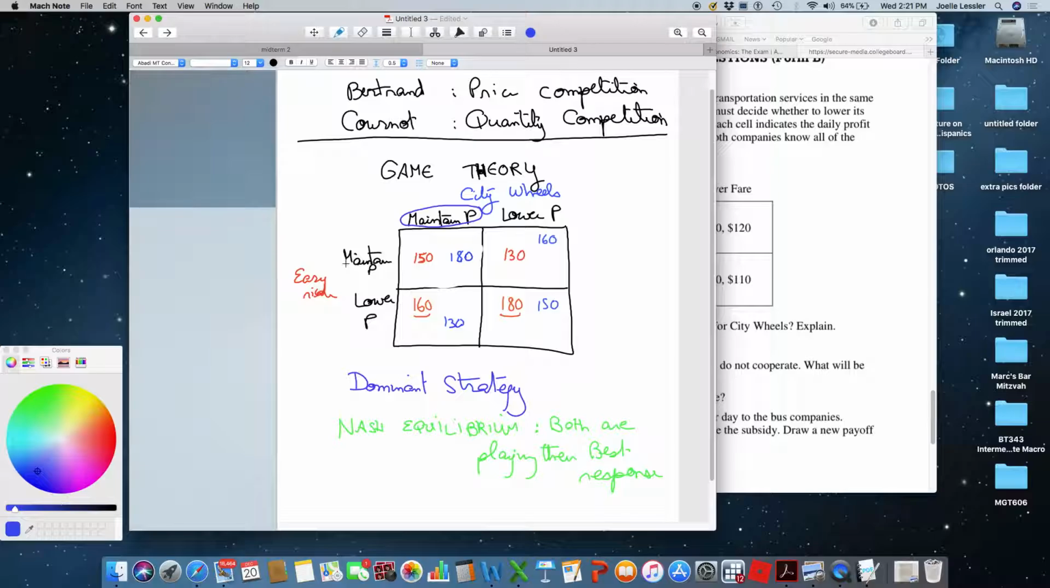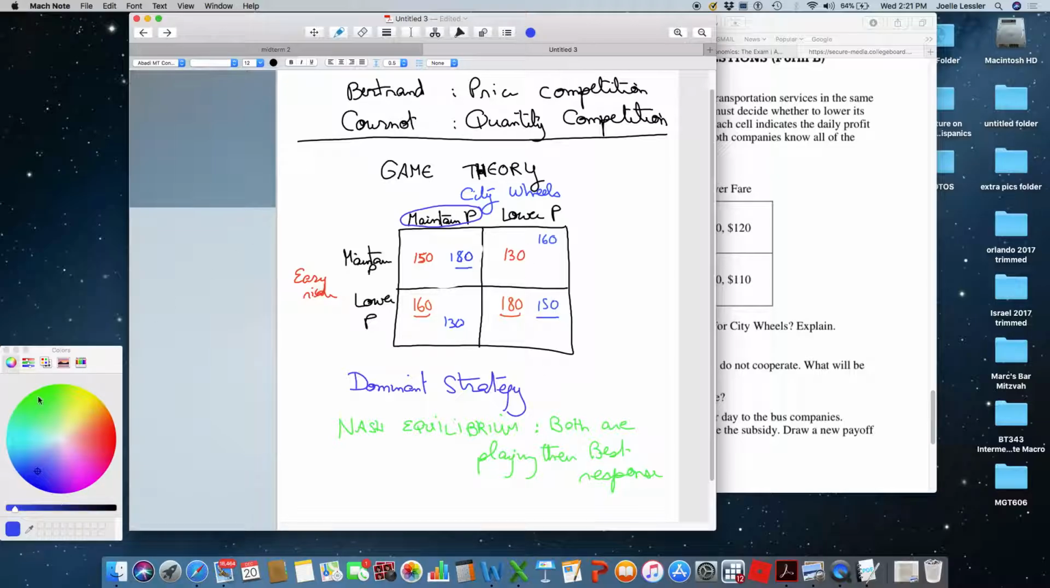Let's see what City Wheels does. City Wheels says, if Easy Ride maintains the price, they would be better off maintaining the price. If Easy Ride lowers the price, they would actually be better off lowering the price. So now City Wheels no longer has a dominant strategy, okay?